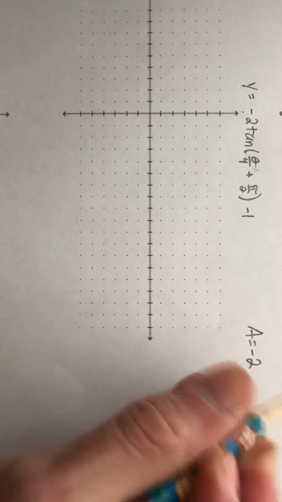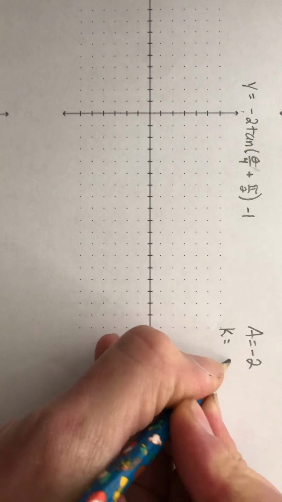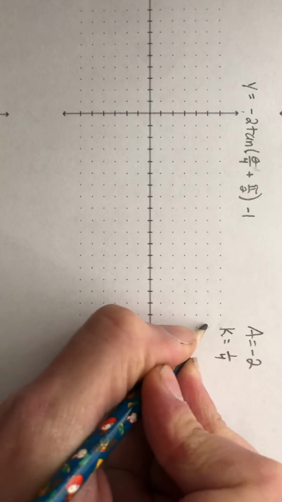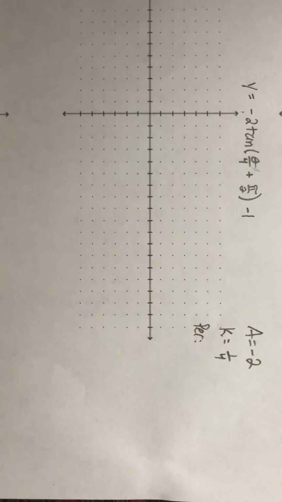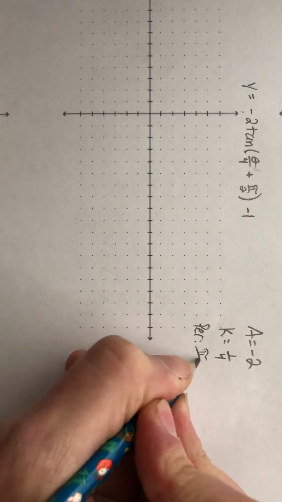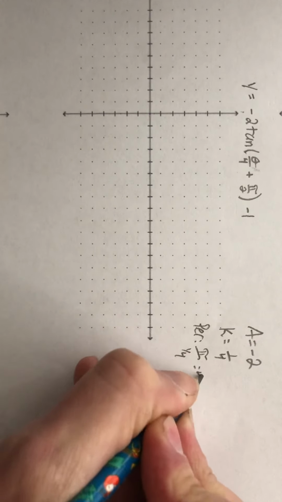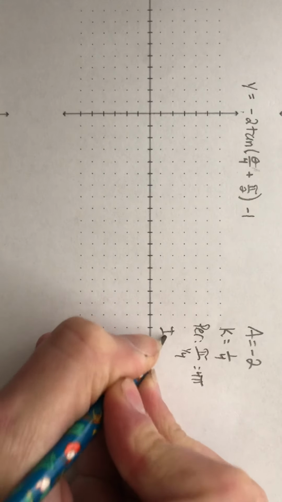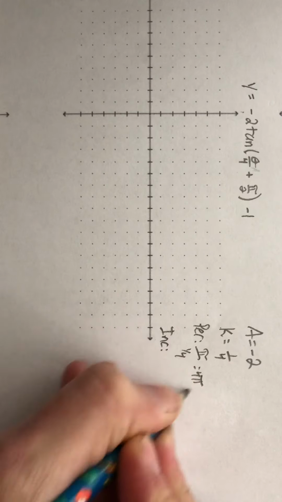Our amplitude is -2. Our K value is 1/4. Our period, again, it's pi divided by K for tangent. Okay, so that would be pi divided by 1/4, which is 4 pi. Your increments, you're always going to take that and divide by 4.